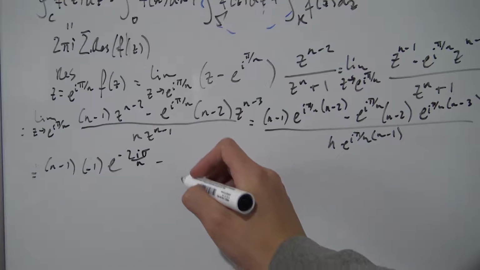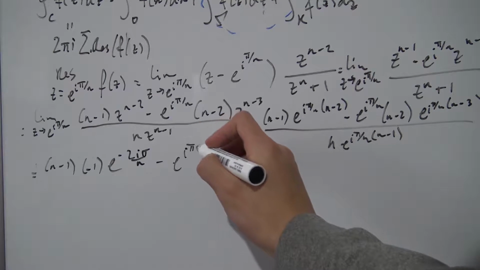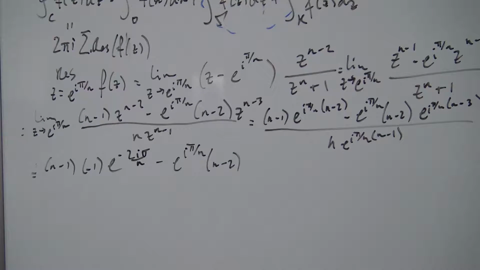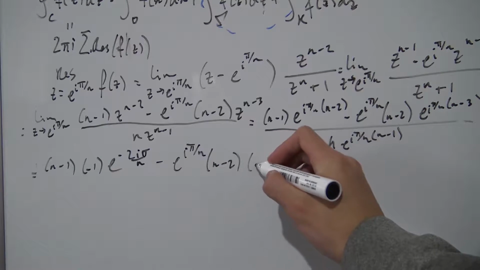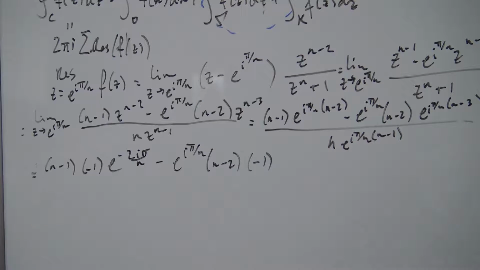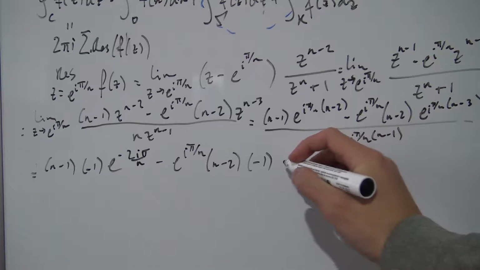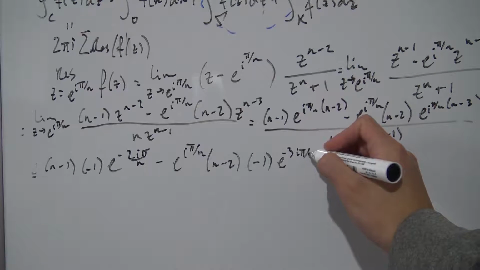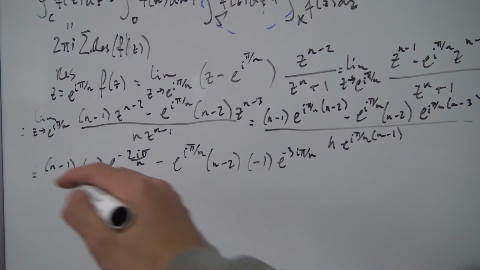Now we're going to subtract e to the i pi over n times n minus 2, and then e to the i pi over n multiplied by this n right here. These n's will cancel. We're going to be left with e to the i pi, which is exactly negative 1. Then multiplying by this negative 3 in the exponent right here, e to the i times negative 3 times pi divided by n. That's going to be e to the negative 3i pi over n. Okay, so that's the numerator dealt with.